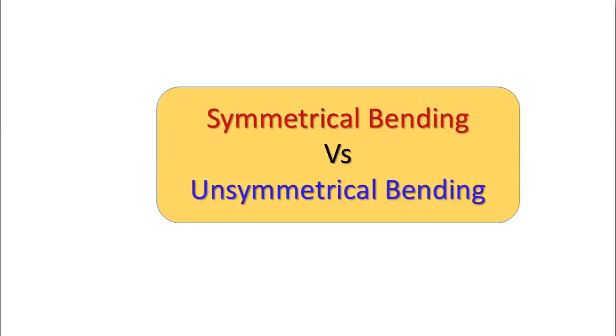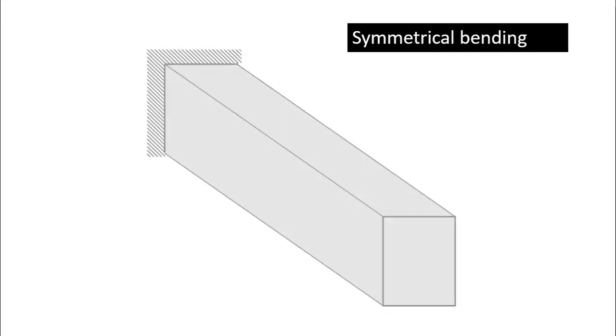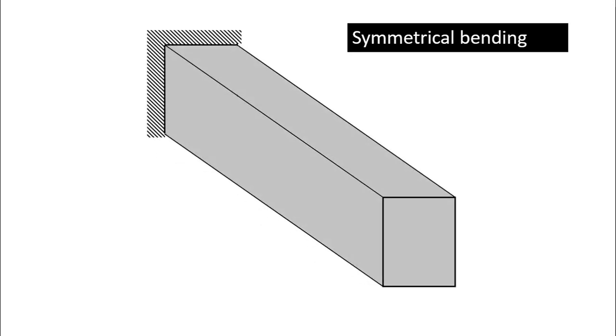Today we will see the difference between symmetrical bending and unsymmetrical bending. Okay. So first of all, what is symmetrical bending? I will explain it with an example. Suppose you have a cantilever beam having a rectangular cross section, which has two axes of symmetry.